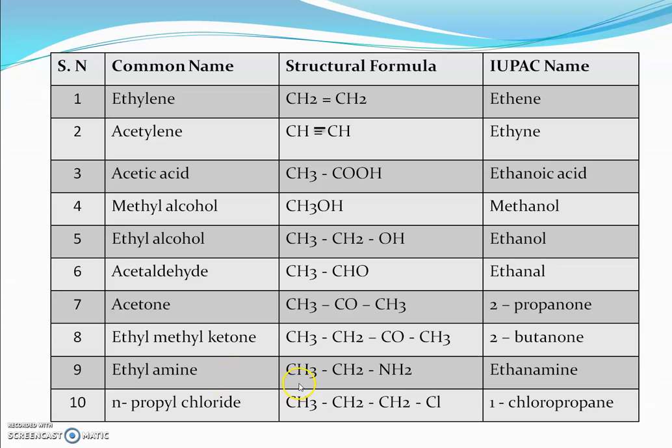Ethylamine. In this example, you will see that there is a functional group, the amine group. The amine group is attached to the first carbon atom. The name of the parent alkane is ethane. That's why by removing E from ethane, amine is added, and so it is ethanamine. The 10th example is n-propyl chloride. The IUPAC name of n-propyl chloride is 1-chloropropane.